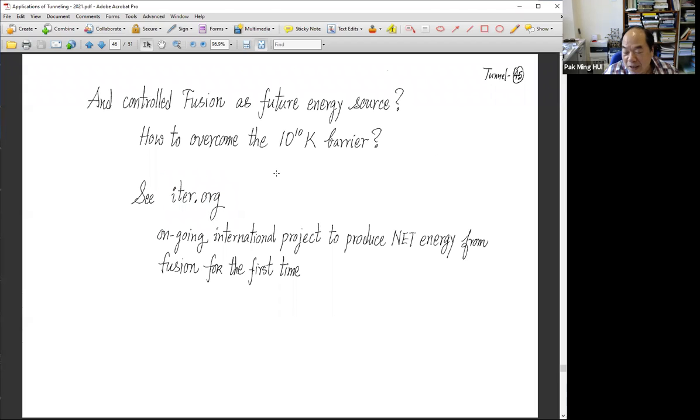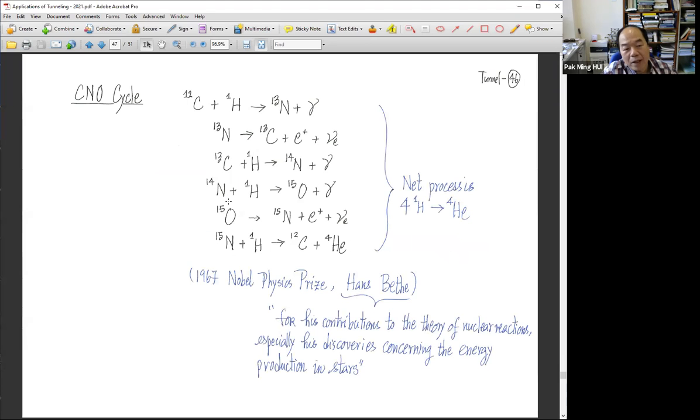It is a multinational project. Okay, you can look it up here, and I think they are going to do it very close to completion. The latest news is as follows.